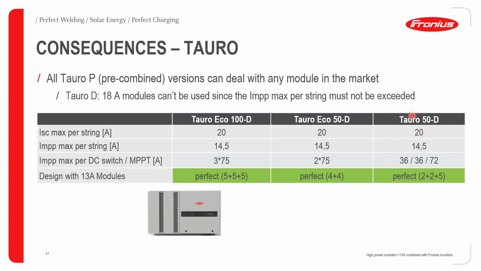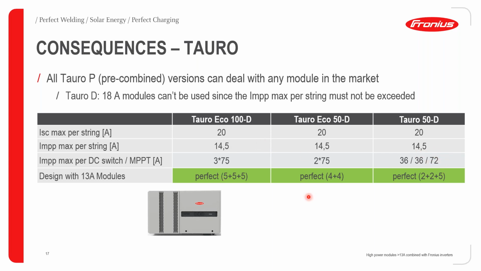So there's a difference between the Tauro Echo and the Tauro Standard. The Tauro Standard would have 3 MPPTs, and the Tauro Echo has only 1 MPPT in this case. But the Tauro Standard 50 kilowatt direct version can handle, in this case, up to 9 strings connected directly. As you can see here, per MPPT, we have MPPT 1 taking 36 amps, MPPT number 2 taking another 36 amps, and MPPT number 3 taking maximum 72 amps.